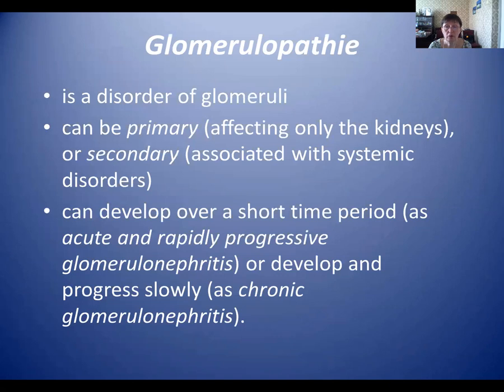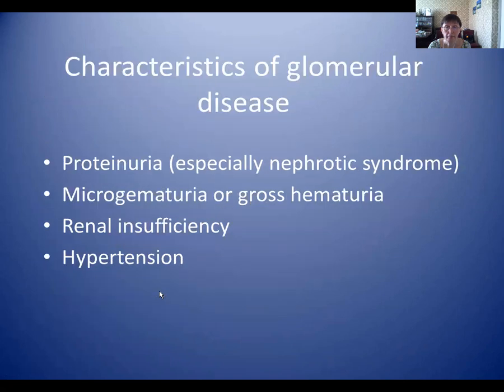So we begin from the diseases of glomeruli, from different glomerulopathies, and they may be, of course, primary or secondary if associated with systemic disorders. And if they develop for a short period of time, it may be acute or rapidly progressive glomerulonephritis, or it may progress slowly as chronic glomerulonephritis.